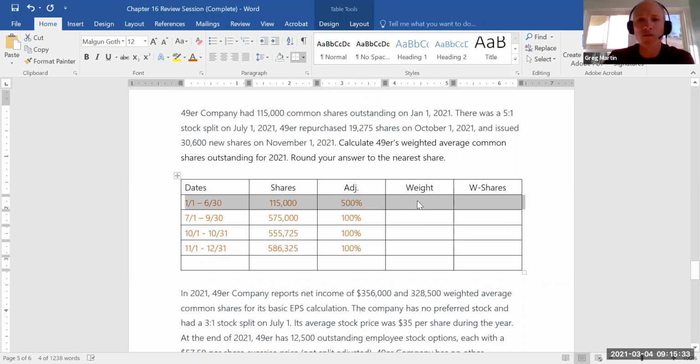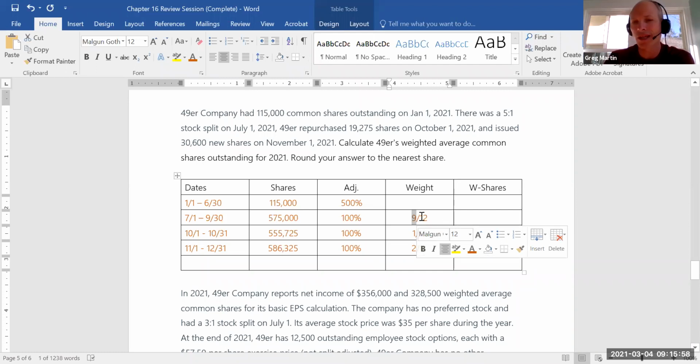The next piece is hopefully fairly straightforward, and that's just the weight over the 12 months. And so, how much does each one sort of capture? Now, on this one, what I did is realistically 115,000 times 500% is 575,000. And so rather than having like 6/12 and 3/12, I just combined them both into one row here and called it 9/12. If you did 6/12 and 3/12, you'd get the same answer.